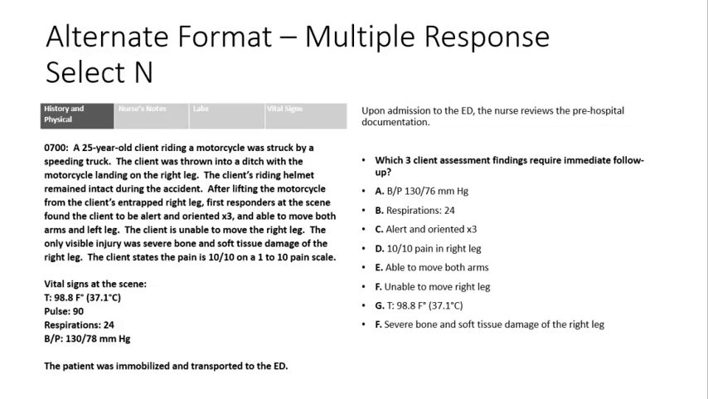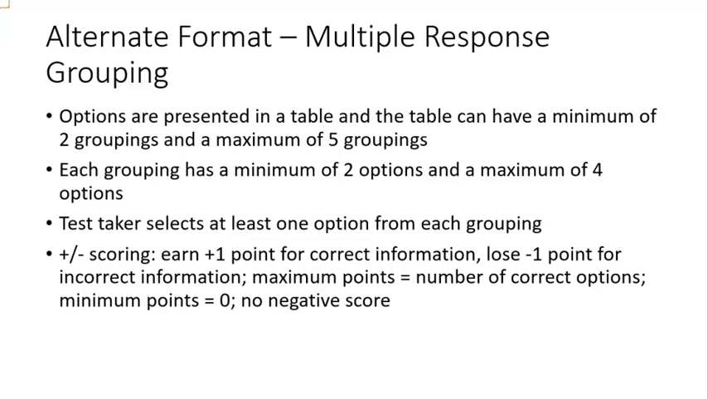Another item type that you might see on the NCLEX or as you progress through nursing school is a multiple response grouping question. So options are presented in a table, and the table can have a minimum of 2 groupings and a maximum of 5, and then each grouping has 2 to 4 options. The test taker selects at least 1 option for each grouping, and this one is more of a partial credit, where you earn a point for correct information, lose a point for incorrect information, and minimum score you could get is 0.